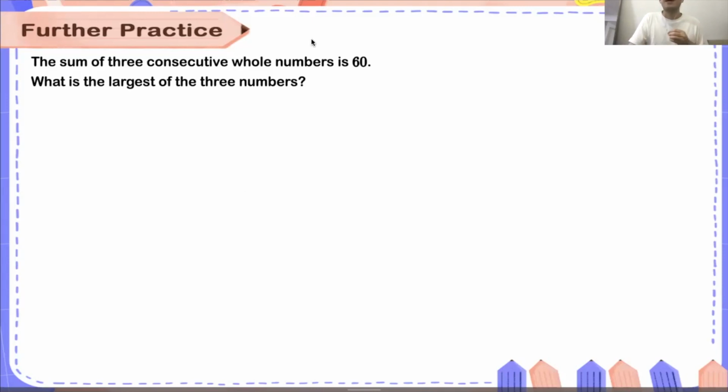We have 3 consecutive whole numbers, and the sum of these consecutive whole numbers is 60. What is the largest of the 3 numbers? Quickly type your answer in the chat box. Let me know you have already mastered this method.